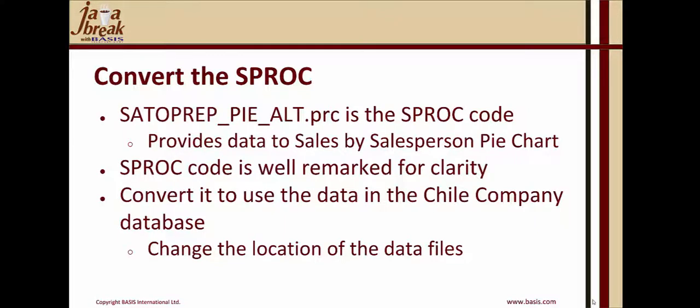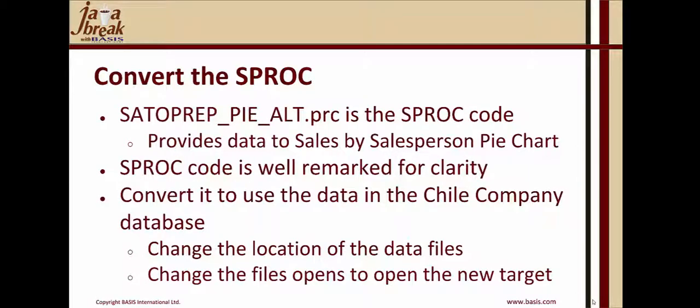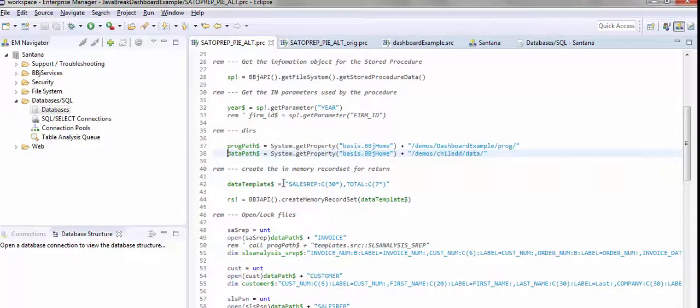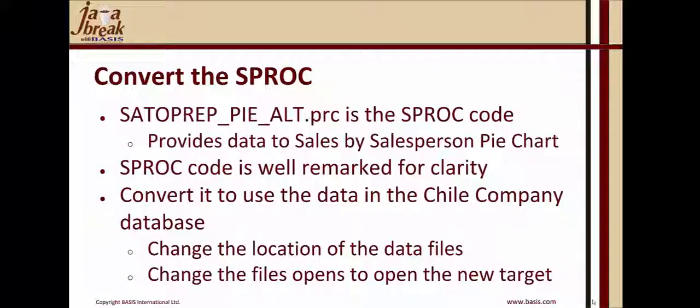The first step is to change the path to the data files so that it points to the Chili Company files instead. The original SPROC points to the dashboard example data files here. In the modified SPROC, we have changed it to point to the Chili Company data files instead. The next step is to open the data files that we will need to gather the correct data.